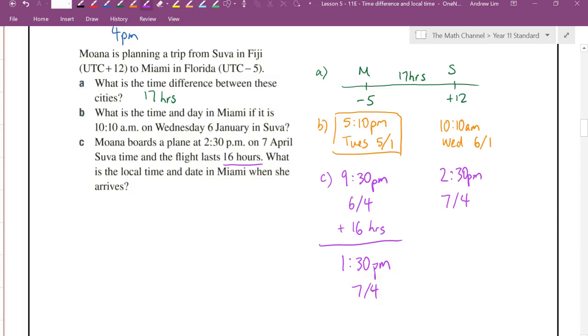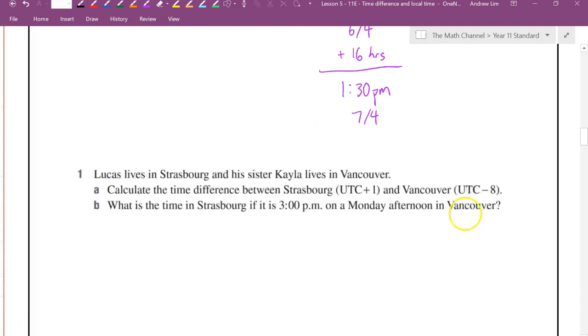So you might find this pretty interesting, right? Leaves Suva at 2:30 p.m. on the 7th of April. Arrives an hour earlier in Miami, same day. Okay, that's because Moana is traveling back in time. Alright.